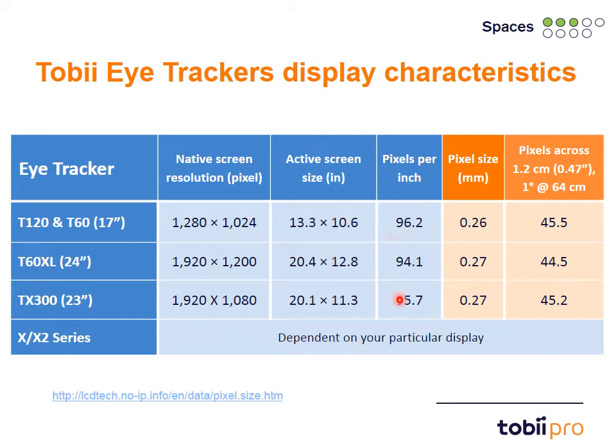That's the pixel density, and you can see that in our stock eye trackers, generally it's about 94 or 95 pixels per inch, with an average pixel size of about 1/4 of a millimeter, and a typical foveal extent, or central high-resolution vision, of 1 degree at 64 centimeters viewing distance, about 25 inches, translating to about 45 pixels.